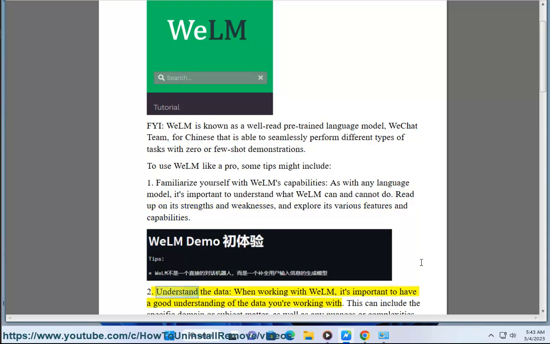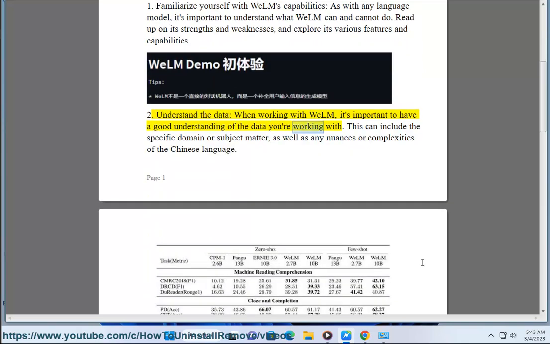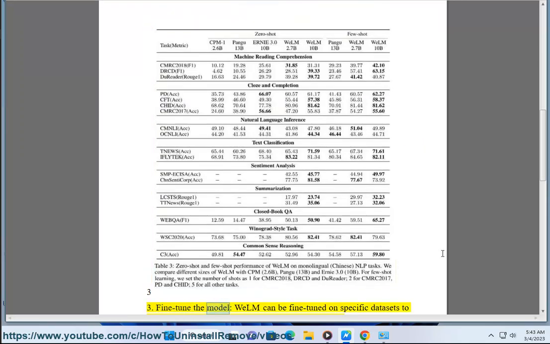2. Understand the data. When working with WeLM, it's important to have a good understanding of the data you're working with. This can include the specific domain or subject matter, as well as any nuances or complexities of the Chinese language. 3. Fine-tune the model.